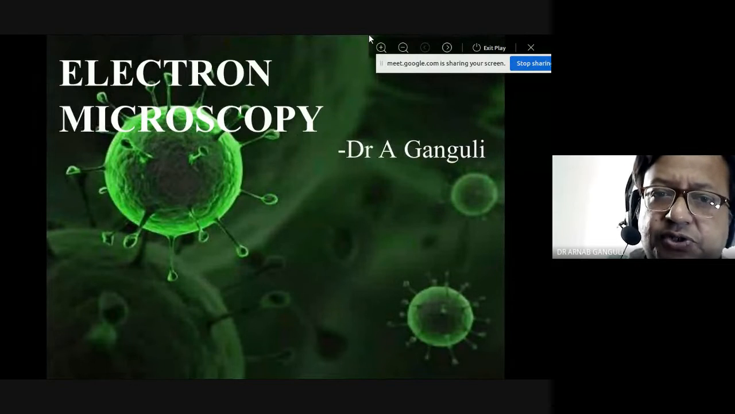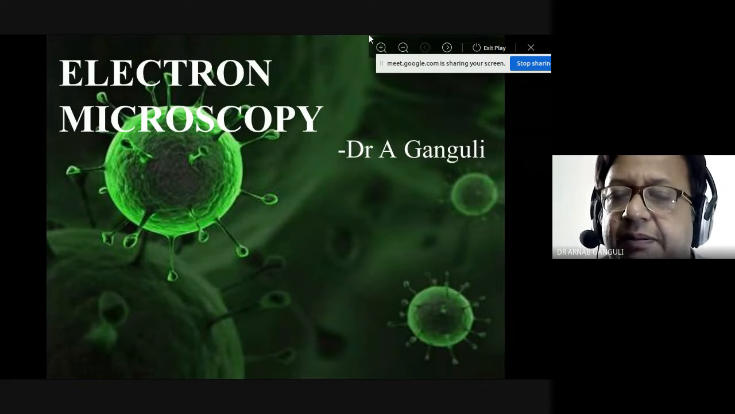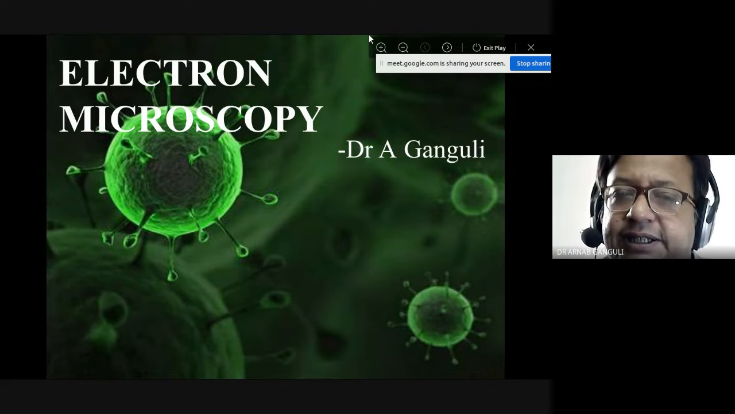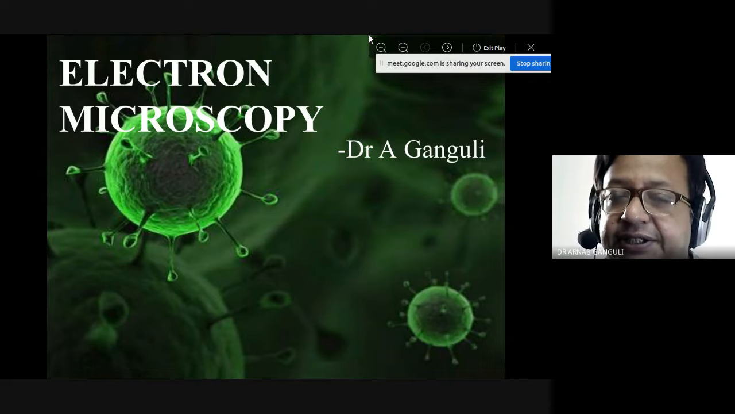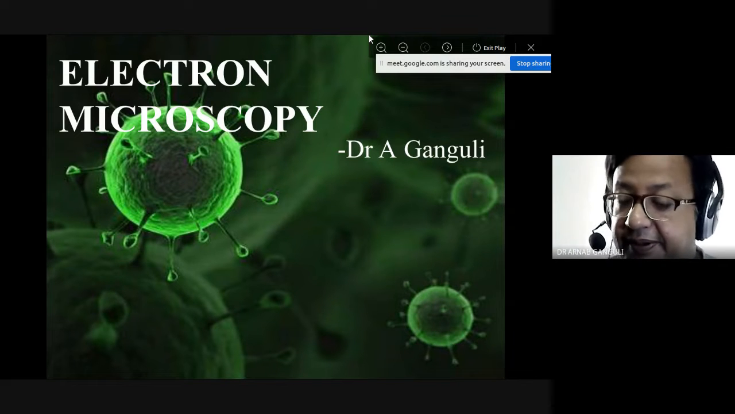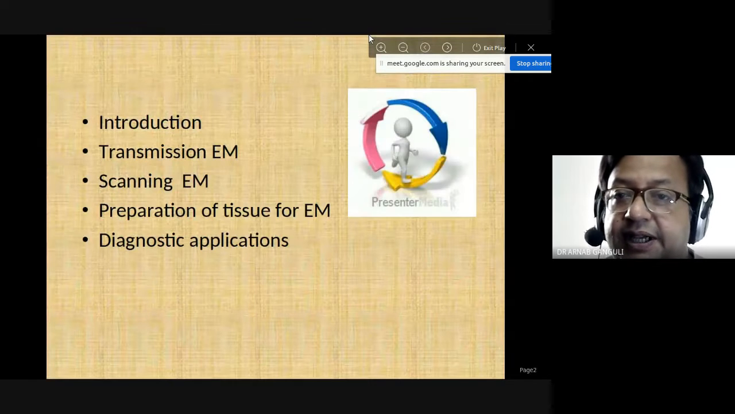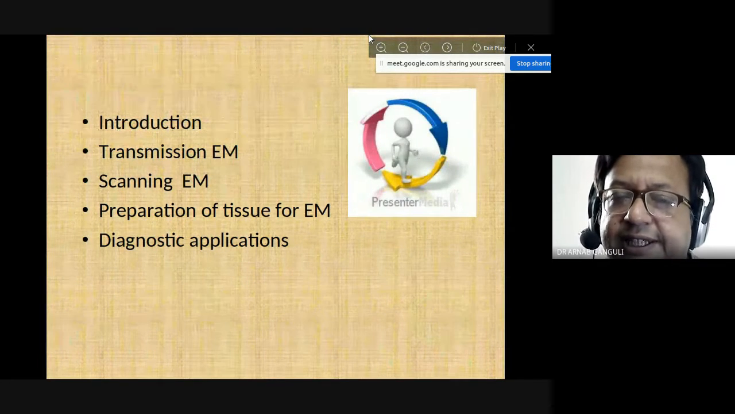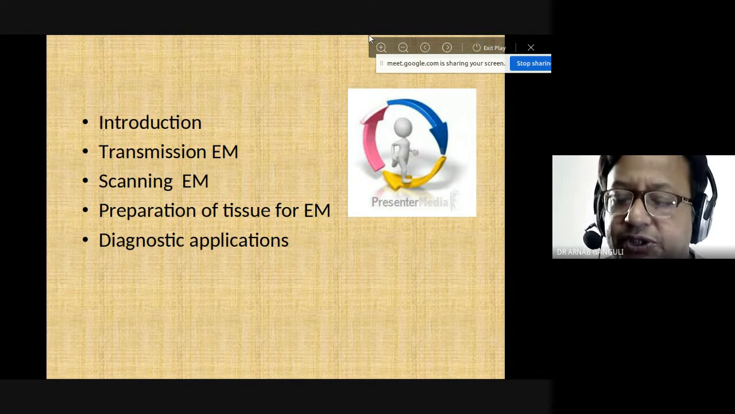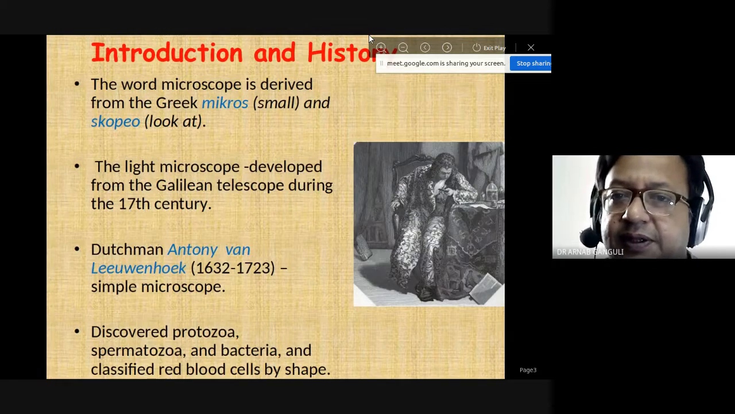So electron microscopy. The major difference between electron microscopy and light microscopy is that instead of light, you use electrons. Electrons give a better resolution, not magnification, resolution. I had talked about an important question, the difference between magnification and resolution. This can be a question. So we'll talk about transmission electron microscopy, scanning electron microscopy, how you prepare tissue for electron microscopy, and what are the uses of electron microscopy.